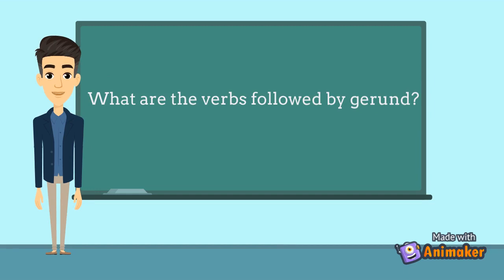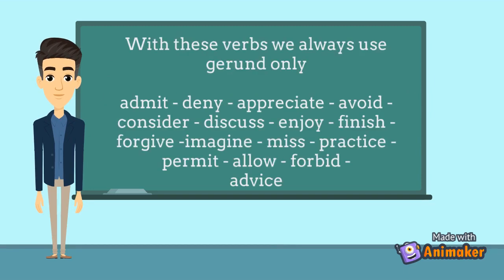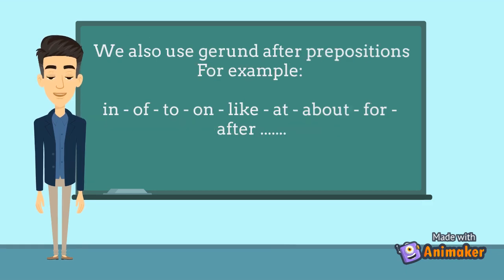What are the verbs followed by gerund? With these verbs, we always use gerund only. Admit, deny, appreciate, avoid, consider, discuss, enjoy, finish, forgive, imagine, miss, practice, permit, allow, forbid, advice. We also use gerund after prepositions.